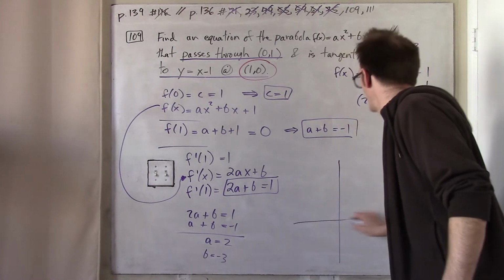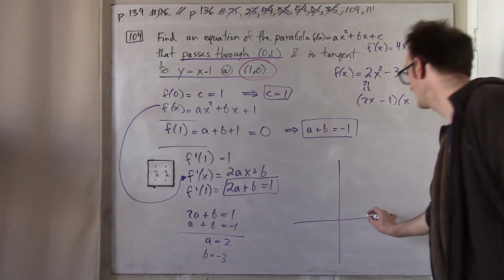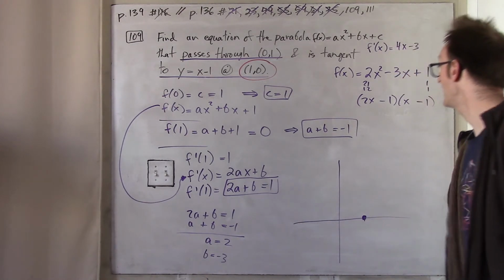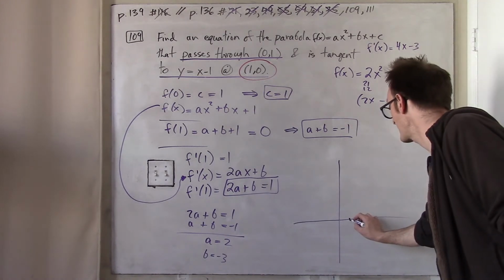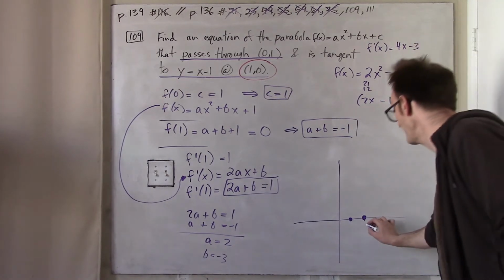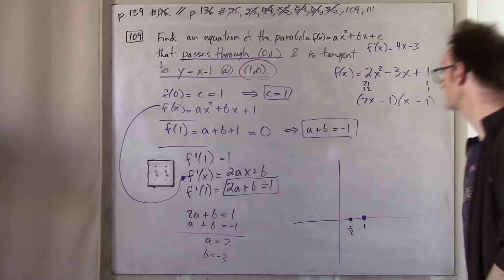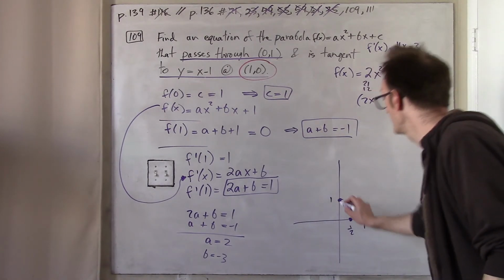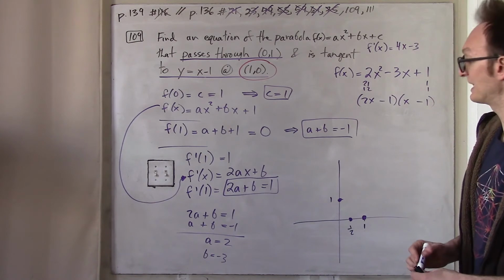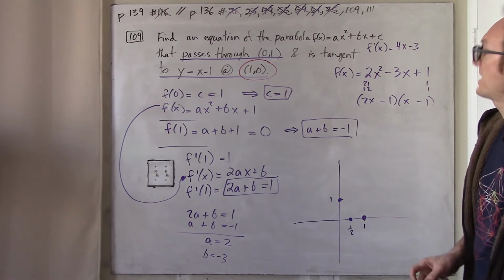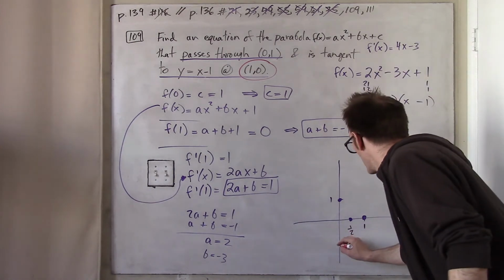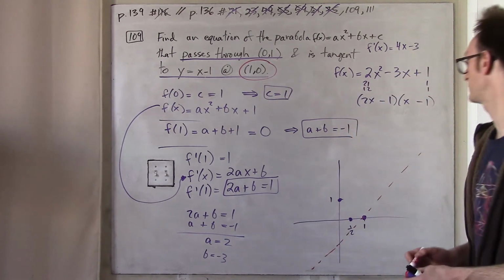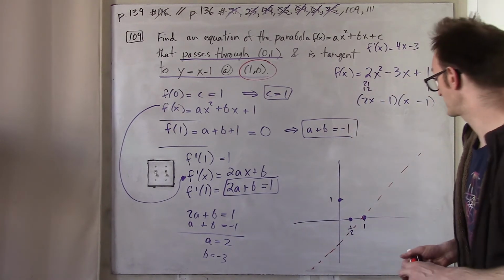You know, I suppose if you're skeptical, here is the point 1 comma 0. It also has a root at 1/2, so that's 1, that's a half. This parabola, when I plug in 0, I get back 1. And then there's also this line y equals x minus 1, which is a tangent line to the curve at this point. So what does the function look like?